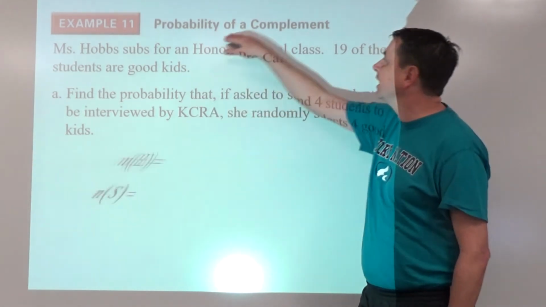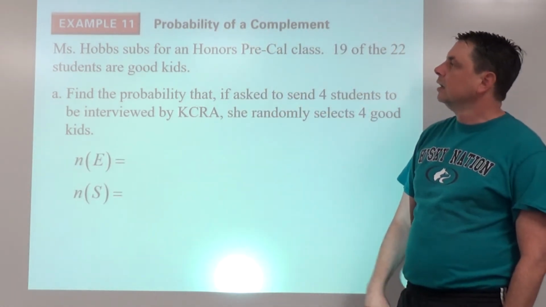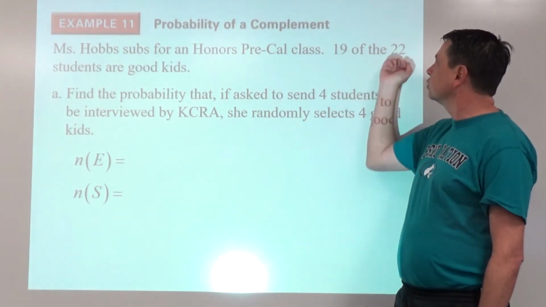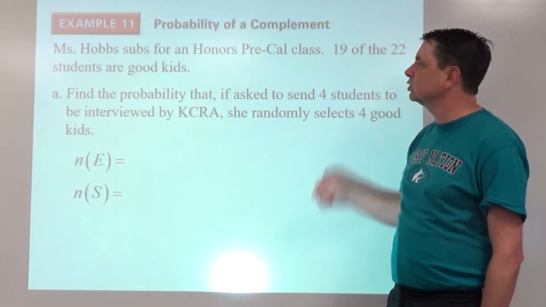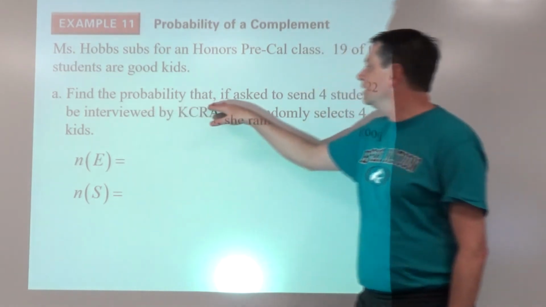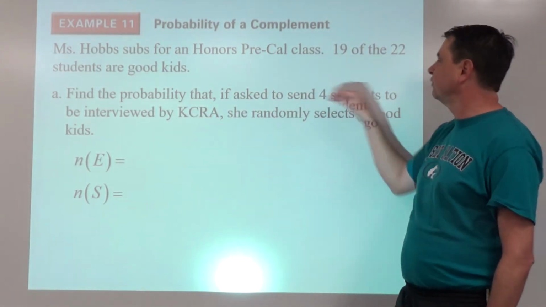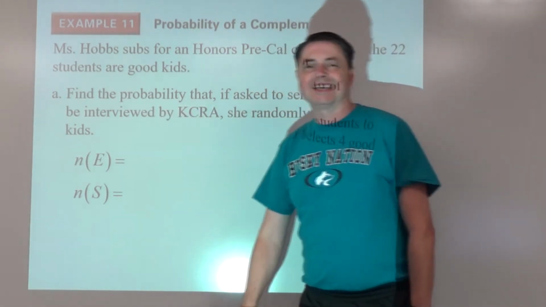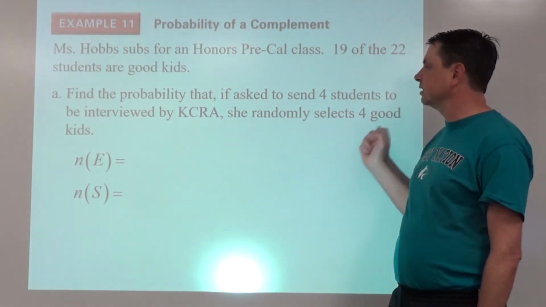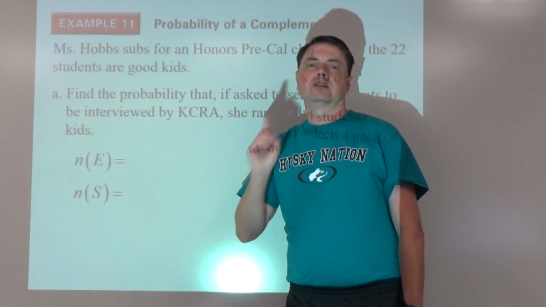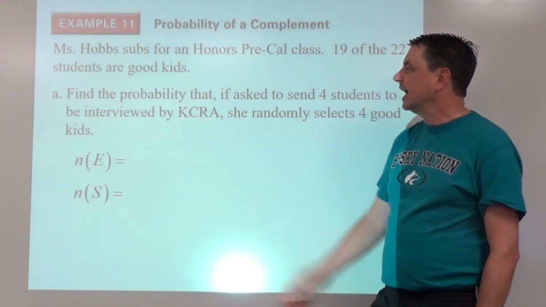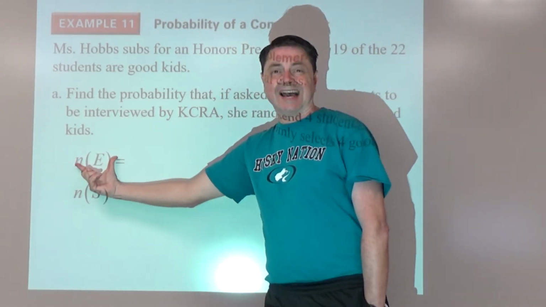Continuing on with that same idea of a complement, let's say I have a substitute for the honors pre-calculus class. There are 22 students in the class. 19 of the 22 students are good kids. Find the probability that, if asked to send up 4 students to be interviewed by KCRA, Channel 3, our substitute randomly selects 4 good kids that are going to represent our school well. How many ways can we choose that to happen?